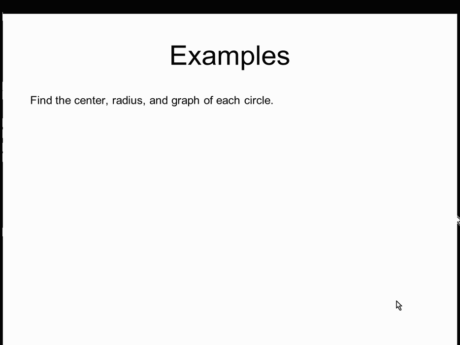So center, radius, and graph. It's actually a three-part question. On homework there would be 3 points: 1 point for center, 1 point for radius, 1 point for graph. Same thing on a test.